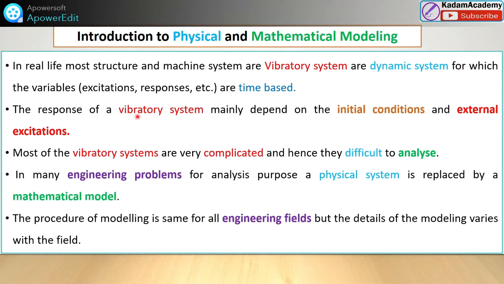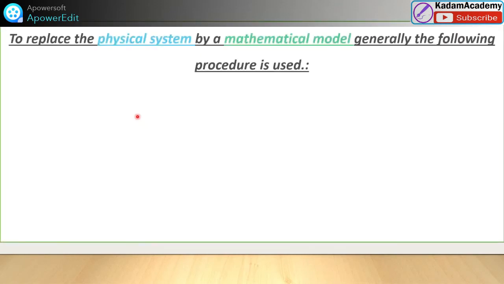So this procedure of modeling is the same for all engineering fields. Okay. But the details of modeling vary with the field. Whatever the field is, according to that, the modeling will be different. So we'll study the different modeling systems in a different video. Okay. What is a lumped parameter system? We'll see now. In this lumped parameter system, it is helpful by converting them, concentrating them into individual properties of the vibratory system.